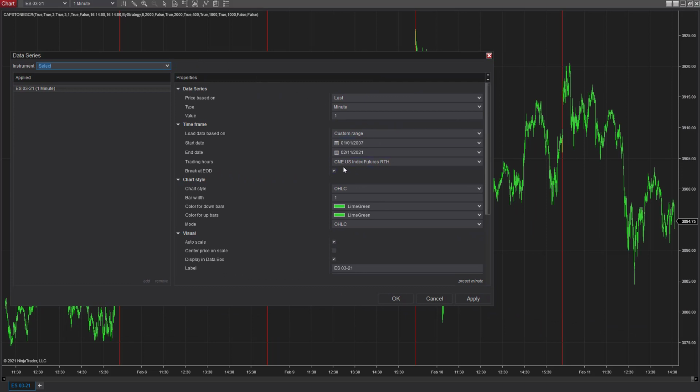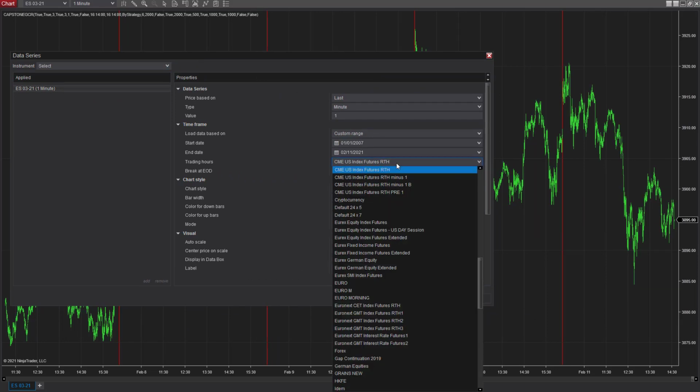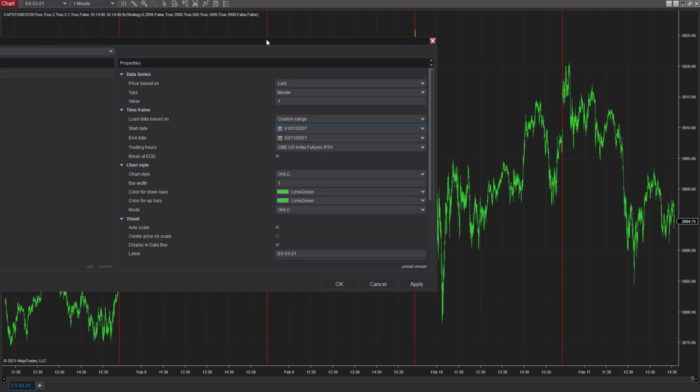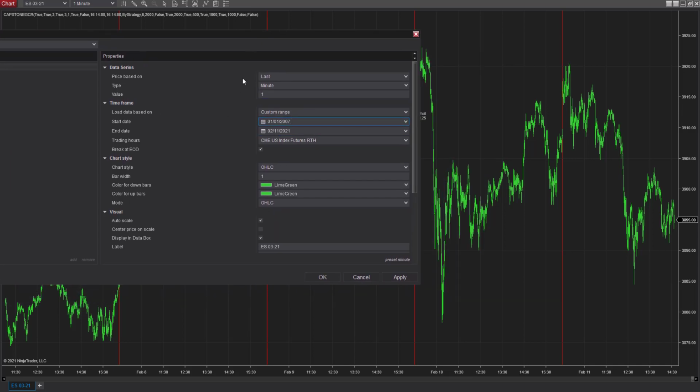We want to use the CME US Index Futures RTH, regular trading hours, 1-minute bars, and this is the back test of 2007. During automation, you don't need to go back to 2007. You can go back, as long as there's a trade or two historically, then you should be good. I typically go back 3 to 7 months in my back test. So those are the data settings.